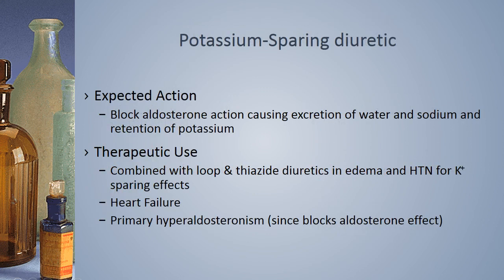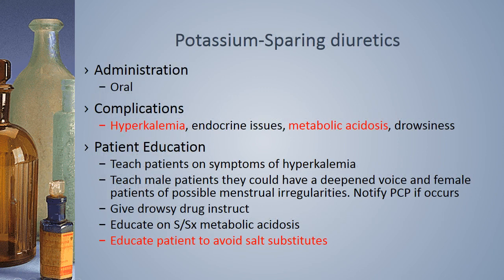Potassium-sparing diuretics. These block aldosterone action, causing excretion of water and sodium and retention of potassium. So the therapeutic use is when you're on a loop and thiazide diuretic, they might combine those with a potassium-sparing diuretic to help with the potassium loss. Heart failure, and then because it blocks our aldosterone effect, it can also be given with primary hyperaldosteronism. The administration of the potassium-sparing diuretics is going to be oral.